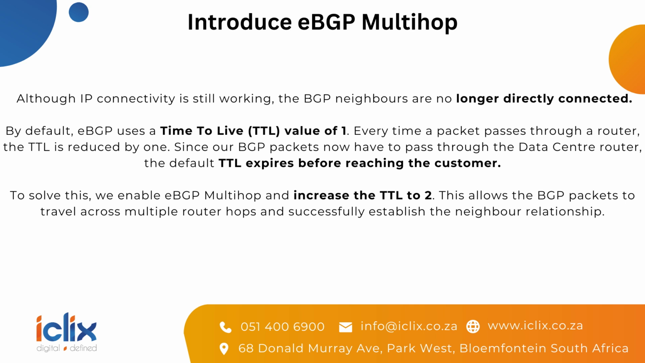By default, EBGP uses a time to live (TTL) value of 1. Every time a packet passes through a router, the TTL is reduced by 1. Since our BGP packets now have to pass through the data center router, the default TTL expires before reaching the customer. To solve this, we enable EBGP multihop and increase the TTL to 2. This allows the BGP packets to travel across multiple router hops and successfully establish the neighbor relationship.